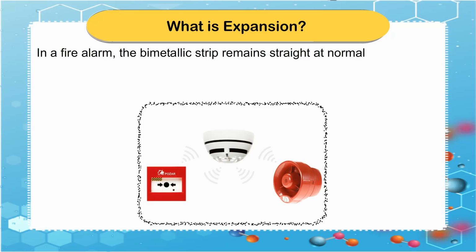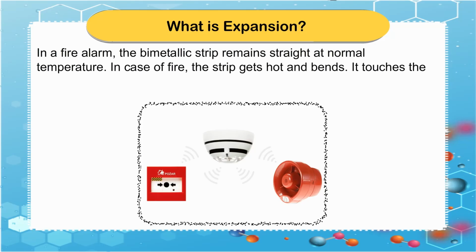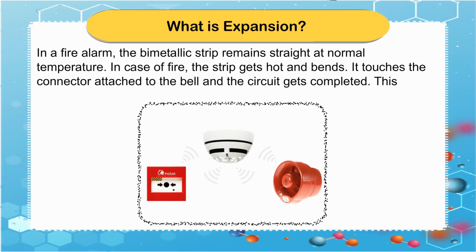In a fire alarm, the bimetallic strip remains straight at normal temperature. In a fire, the strip gets hot and bends. It touches the connector attached to the bell, and the circuit gets completed. This makes the bell ring.